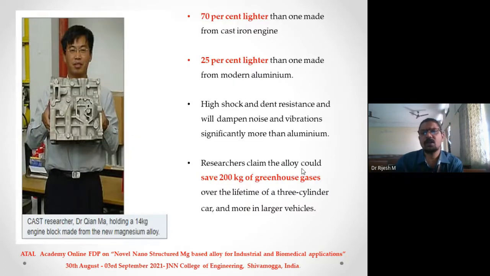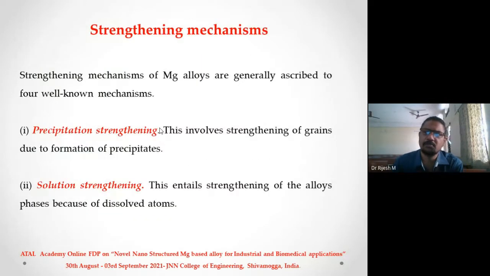So this is fine when it comes to a casting where you do not apply stress. Magnesium finds a good amount of application in non-structural materials where stress is not a major criterion. You do not put a huge amount of stress on an engine. That's not the case with structural materials. For structural materials, we have to somehow strengthen magnesium.